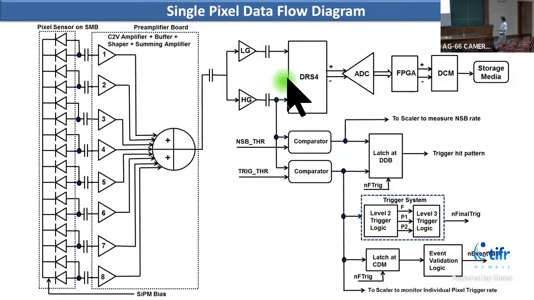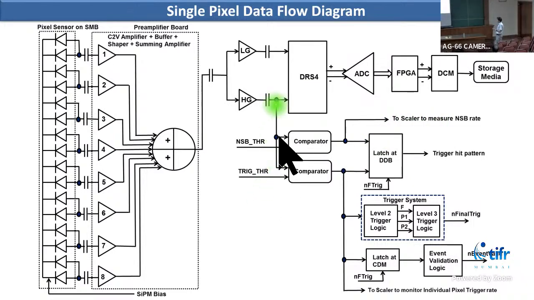And then we are using this analog sampler to sample these signals. Once a trigger occurs, this stored sample is digitized by the ADC, and then stored through this chain to the storage media. One copy of this high gain version is used for measurement of night sky background. For this, it is applied to a comparator, where we can set this NSB threshold, and finally the output goes to the scaler.